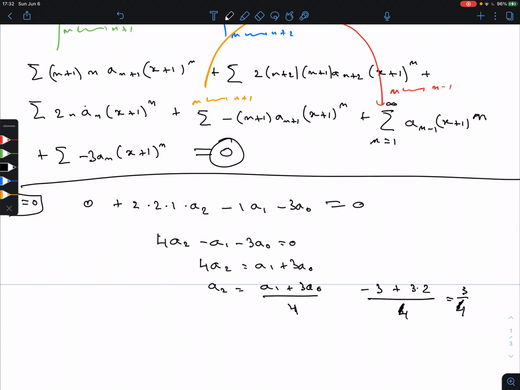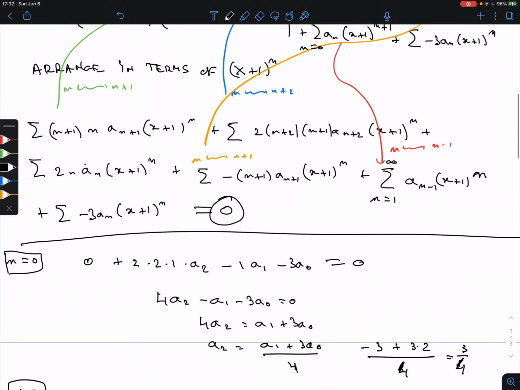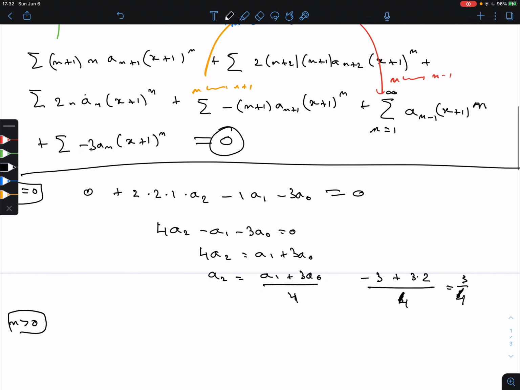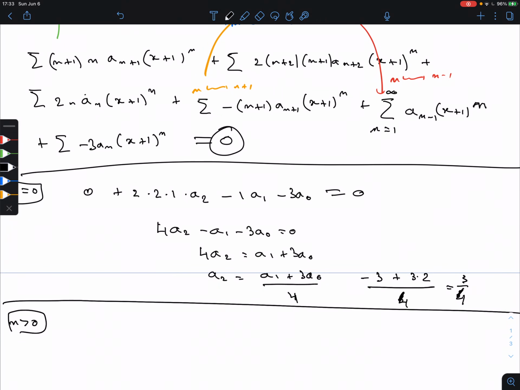What happens then for general n, if n is bigger than 0? Well, now I can just copy everything. I don't have to make special cases anymore. Of course, in principle, you could also put n equals 1, n equals 2, n equals 3, but then you are writing a lot. So let's write everything up.